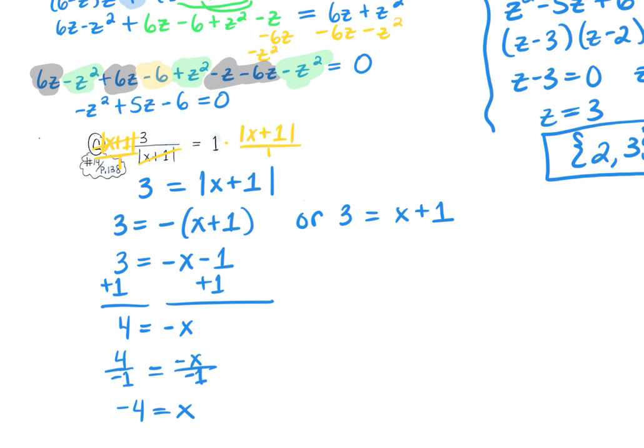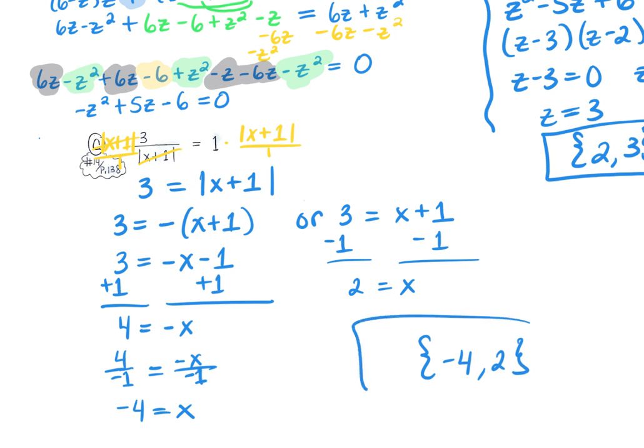So that's 1, very good. Or you have 3 is equal to x plus 1. You do what to both sides? To get what? 2 equals x. So our solution set is what? Negative 4 and 2. Good. What questions do you have?